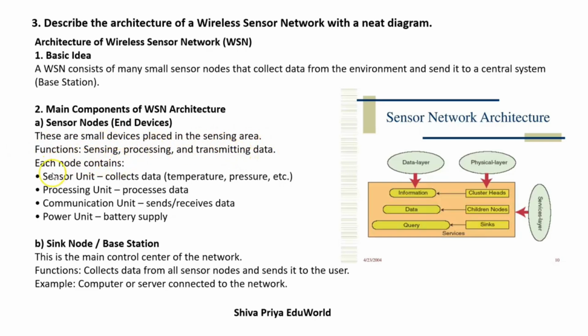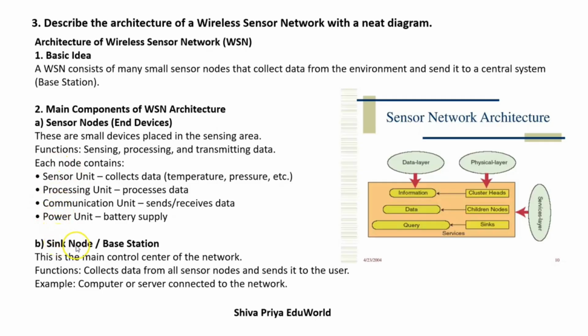Each node contains a sensor unit which collects the data, such as temperature, pressure, or humidity. Each sensor unit will collect the data based on the environment, and the processing unit will process the data. The communication unit means it will send or receive the data. The power unit is the battery supply. These are the things which each and every node contains.